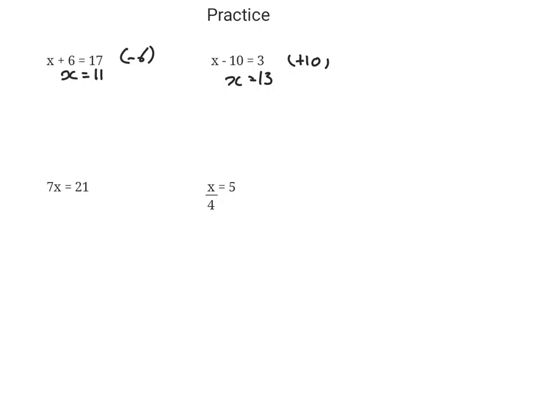On this third one we're going to cancel out the multiplying by 7 by dividing by 7 to leave us with x, and 21 divided by 7 is 3. And finally on the last one we're going to cancel out the dividing by 4 by multiplying by 4, so that's going to leave us with the x, and 5 multiplied by 4 is 20.